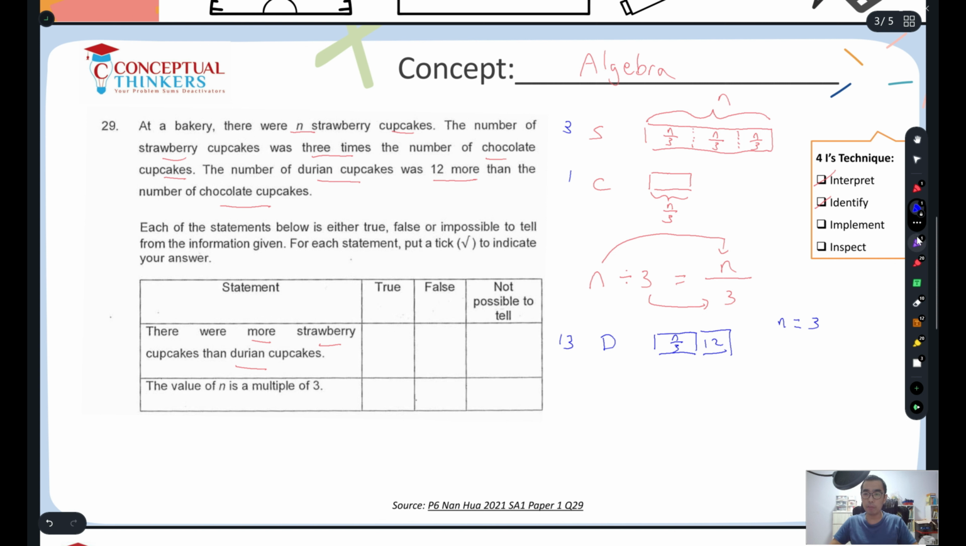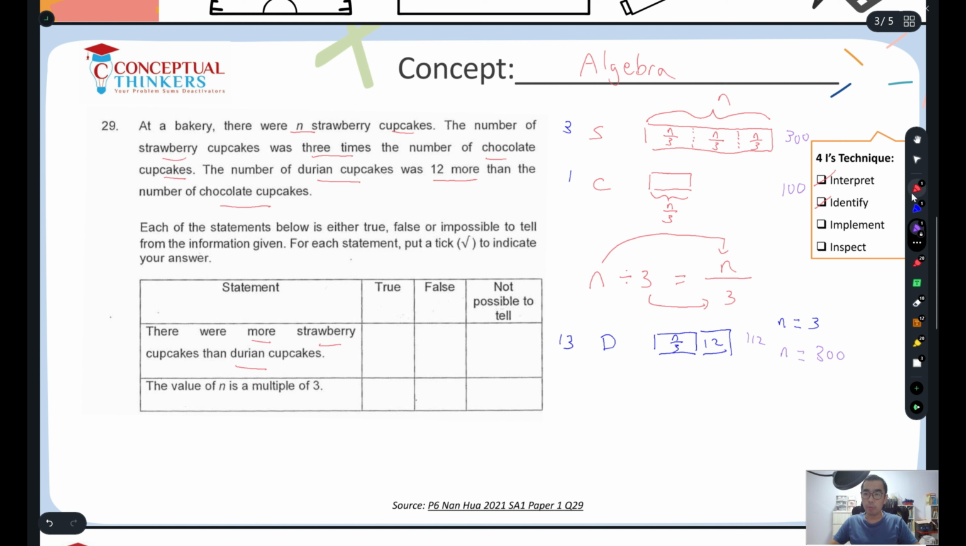But if I change my value, let's say n is 300 for calculation purposes, then the strawberry will be 300. Then the chocolate will be 100, because 300 divided by 3 gives 100. In this case, my durian will be just 112. So you notice that now my strawberry will be more than my durian cupcake, right?